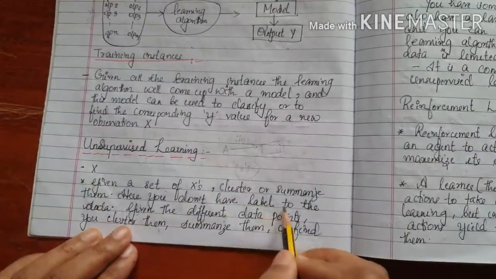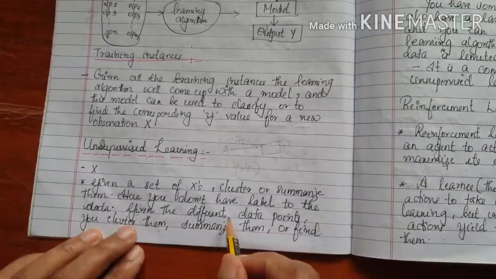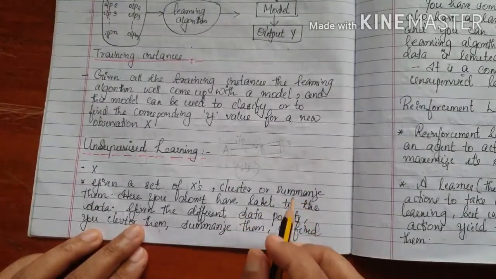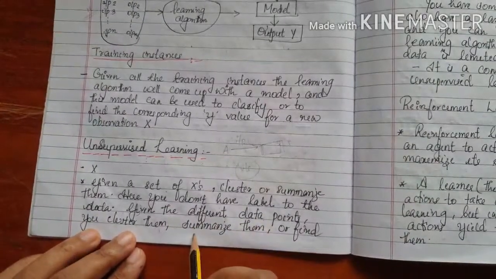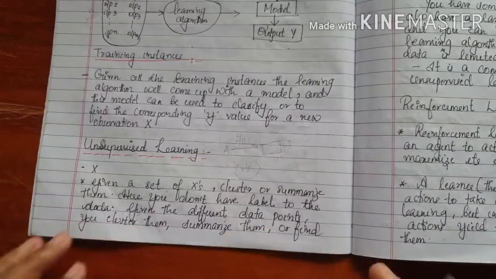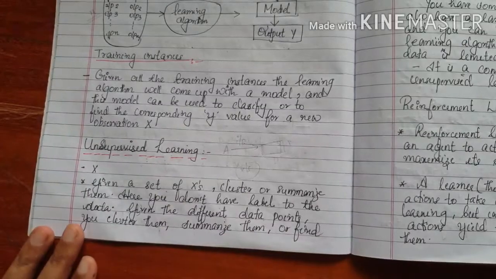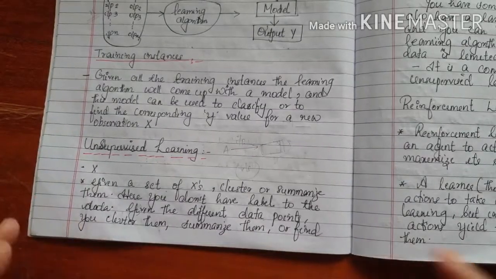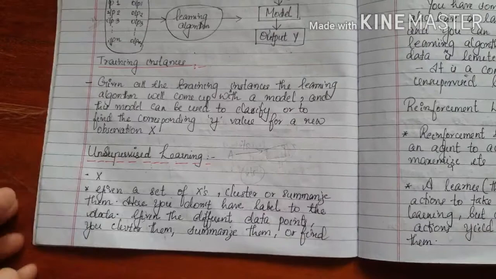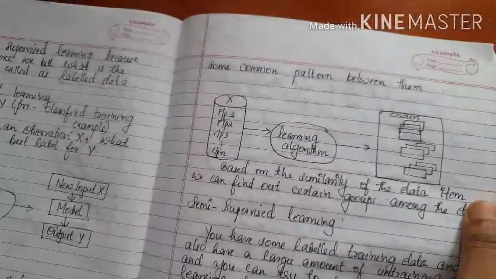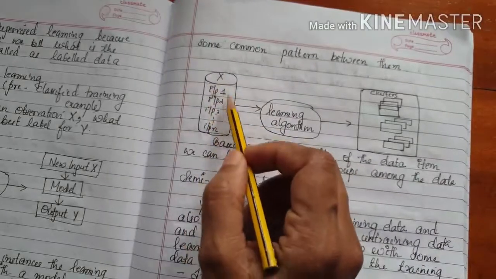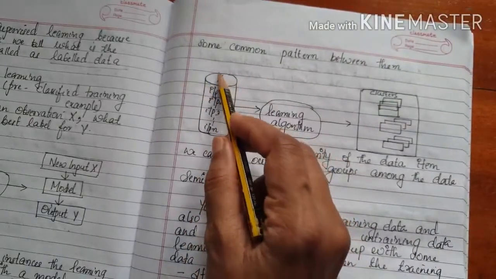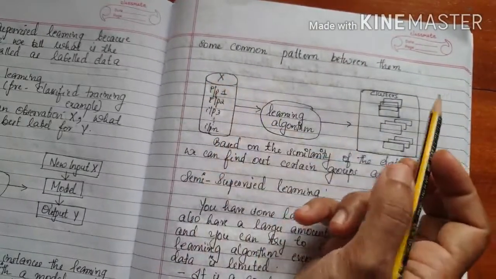Here you don't have any label for the data. We are not providing the corresponding output. Given the different data points, you cluster them, summarize them, or find some common pattern between the inputs. That is how an unsupervised learning algorithm works. See, here we are not providing any kind of output in our database. This is our database, and there we are providing only the x inputs.